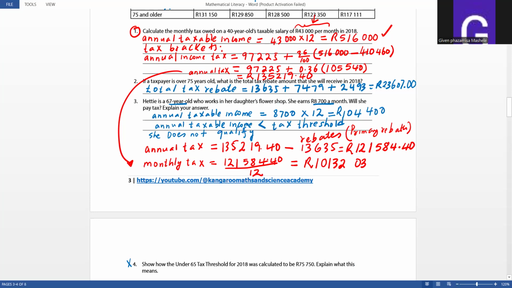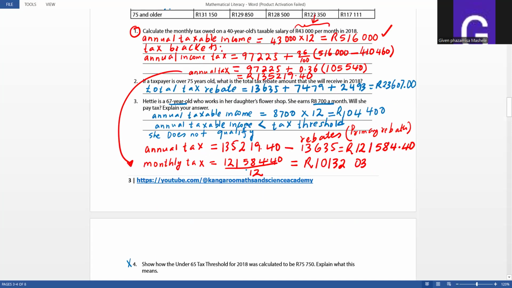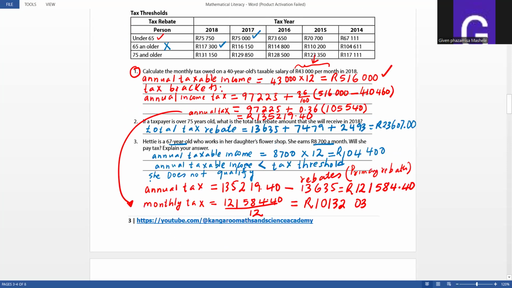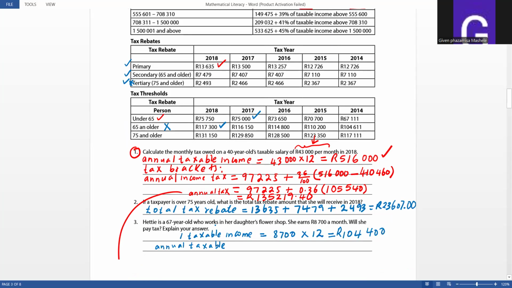What is the age? They said 26, right? It's okay, 26 years old. So it means he's still under 65. You see that his income is bigger than 75,000, so he qualifies. So let's identify the bracket. It's 300-something, so it's between 29,000. So this is the information, yes, so it's 61,910 plus 31% of this. So let's write this down.